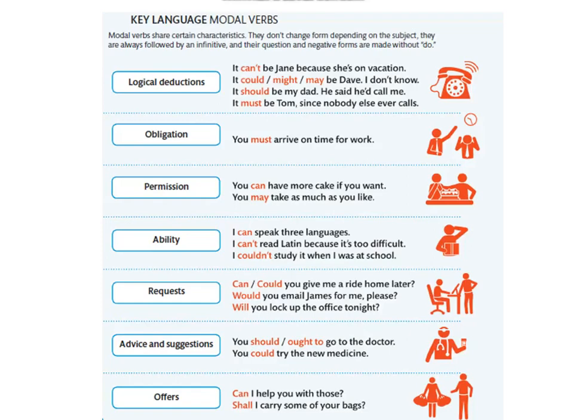Ability. I can speak 3 languages. I can't read Latin because it's too difficult. I couldn't study it when I was at school.